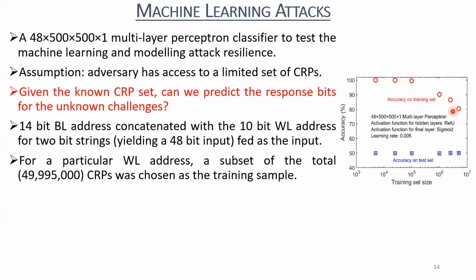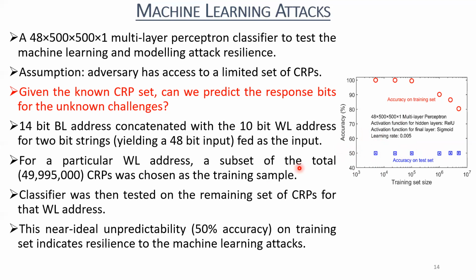However, the accuracy on the test set has always been 50%. What does that mean? 50% accuracy simply means that it was not able to predict correctly whether the response is 0 or 1. When is your accuracy 50%? When you're not able to decide whether it is a perfect 0 or a perfect 1. This near ideal unpredictability, that is 50% accuracy on the test set, not the training set, simply indicates that this 3D NAND PUF is resilient to machine learning modeling attacks. And this was one of the achievements of this study.